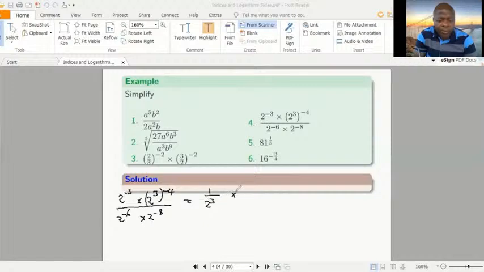And what about this one? It will be 1 out of 2 raised to 12. I just multiplied 3 by 4 to get 12. And what about this other one? This other one will be 1 out of 2 raised to 6. And this one 1 out of 2 raised to 8.